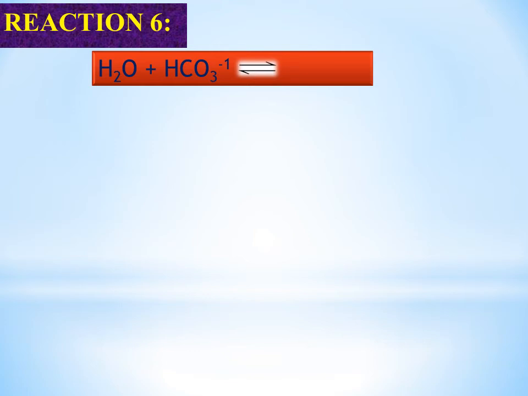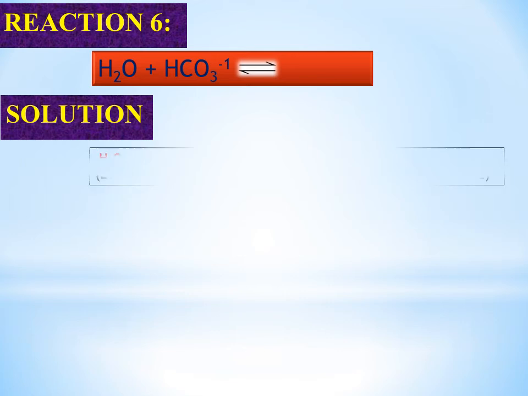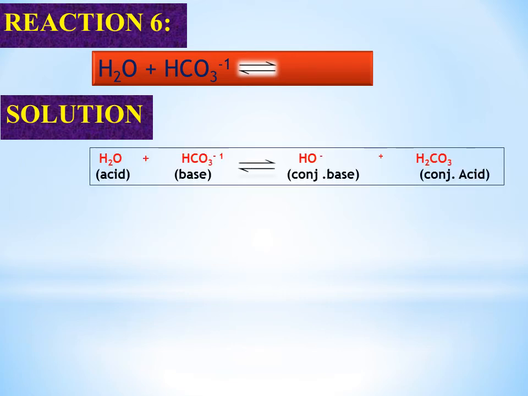Now reaction number 6 is when we treat water and hydrogen carbonate ion, or bicarbonate ion. So what will be their solution? Okay, now look at this reaction. Now water is reacting as an acid and bicarbonate ion is a base. Why? Because carbonic acid is treated as an acid, but here you can see that it has already left one proton and gone to one negative charge. So now this will react as a base.